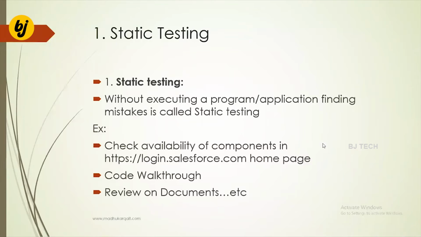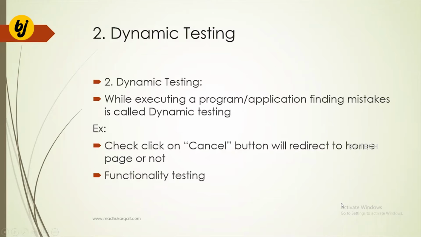Next one, dynamic testing. What is the meaning of dynamic testing? Static testing, what we said, without executing. Now, while executing a program or application, finding mistakes comes under dynamic testing. If you said without before, you have to say while executing. That's dynamic testing. Now, I said earlier, if one program is there, without executing, by reading line by line, we try to find the mistake. That comes under static testing.